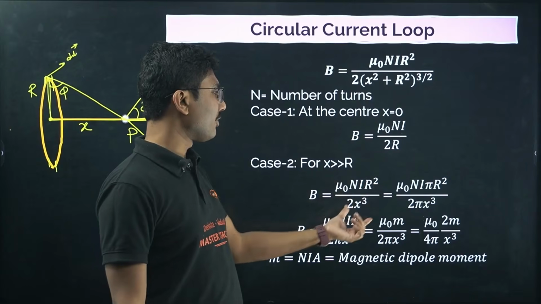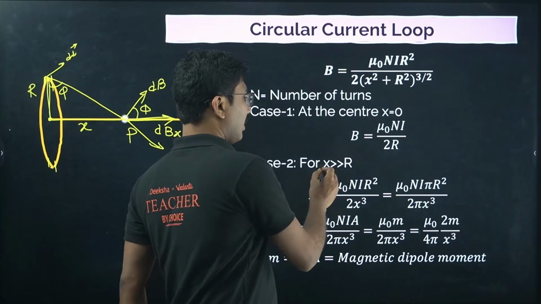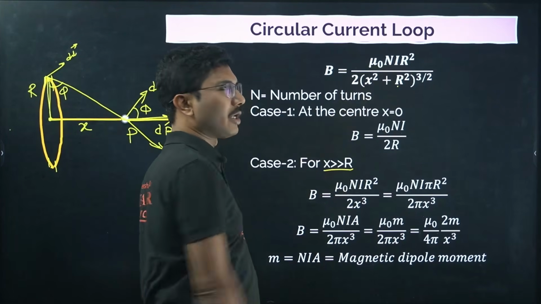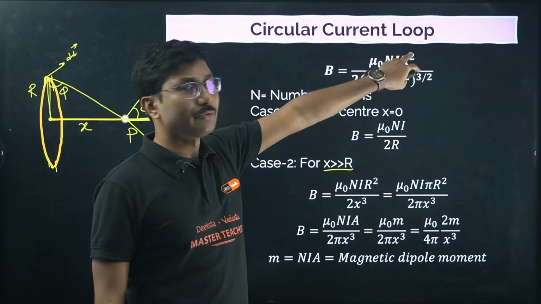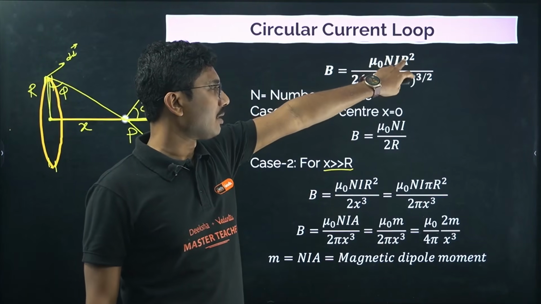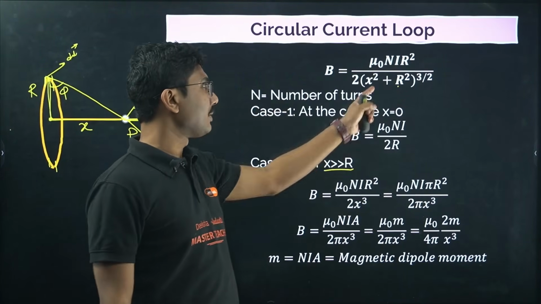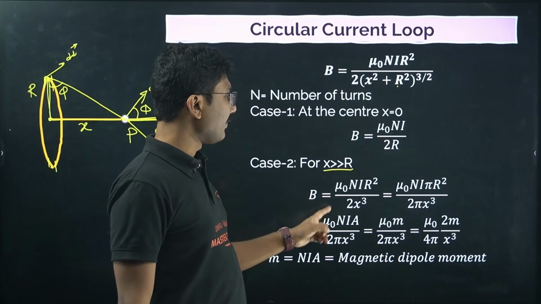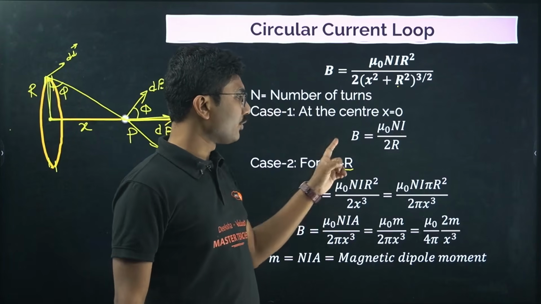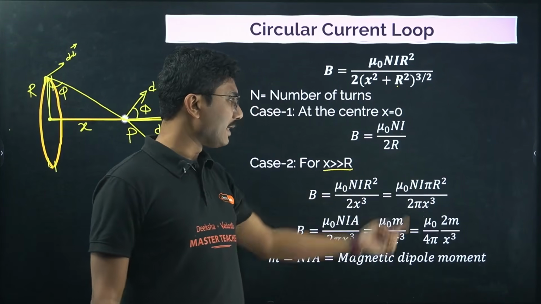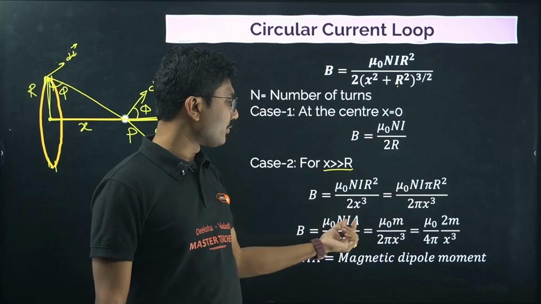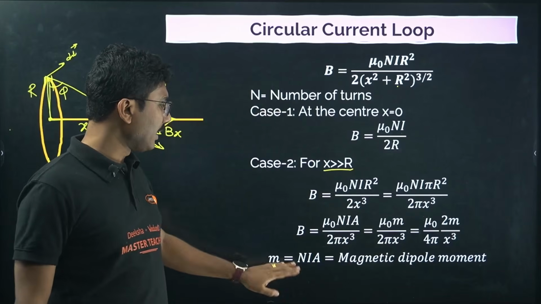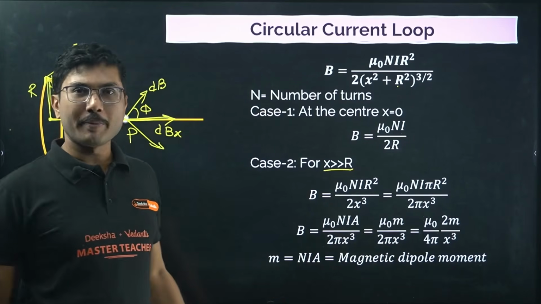So B is equal to mu naught N I r square by 2x cube, because for x greater than r, you can take this small r to be 0. This is a larger number, this is a smaller number, so this portion you can ignore. The upper one you cannot ignore, by the way, because even if it is a smaller number, it is in multiplication. If it is a plus or minus, you can ignore. Because you have ignored it, the magnetic field is mu naught N I r square divided by 2x cube, and then if you multiply pi in the top and bottom and replace pi r square with the area of the loop, this can be written as mu naught 2m by 4 pi x cube. Here m is NIA, the magnetic dipole moment of the loop.